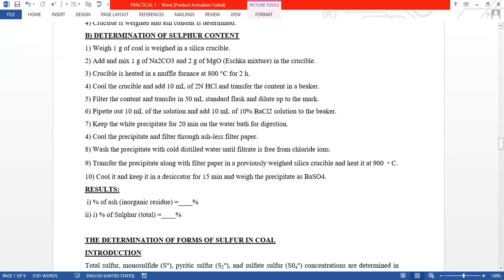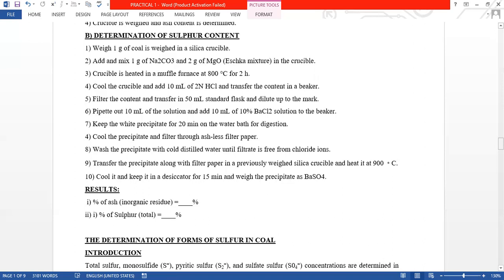It is the same as the ash content determination, but we have to add and mix 1 gram of the sodium carbonate and 2 grams of the magnesium oxide in the crucible. The crucible is heated at temperature and for 2 hours, then cooled, and we add 2 normal HCl. After that, pipette out 10 milliliter of the solution and add 10 milliliter of the 10% barium chloride solution to the beaker.